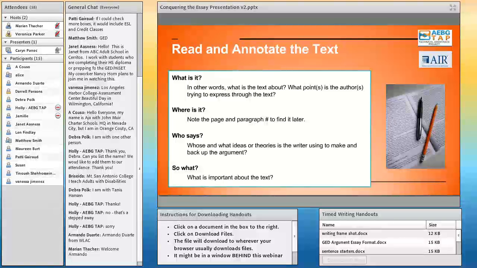And who says it? So is this an idea of the writer or the author, or is this an idea that's being cited by someone else? And finally, so what? So what's important here? Like, this is important because this is a piece of research and it probably backs up this idea, and I might make an arrow to show them where it backs up a certain idea.